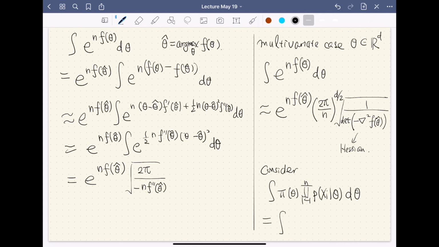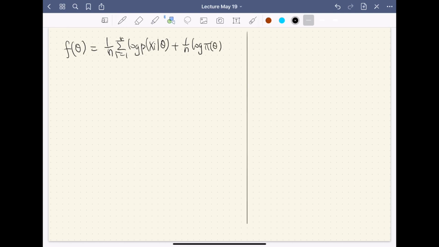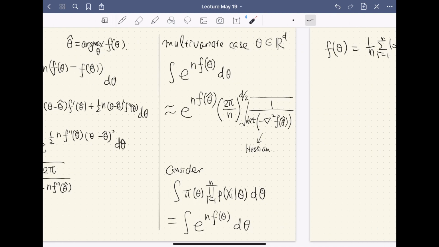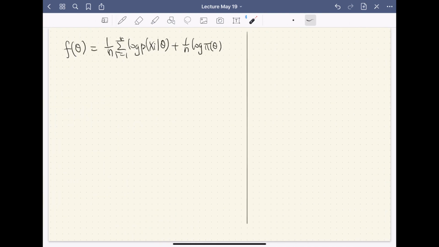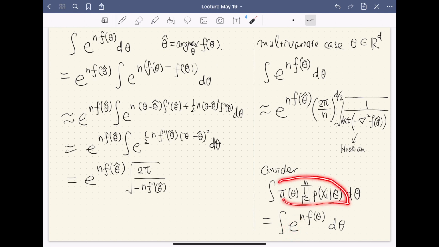All right, so now for this problem, we can actually write this integral as e to the power of n times f theta. Now, what is f theta? Well, f theta is the average log likelihood plus 1 over n log of the prior distribution. Okay? Now, to see why this is true, because if you multiply this f by n, then you just get the log likelihood plus the log of the prior. After you take exponential, then you get this guy, right?